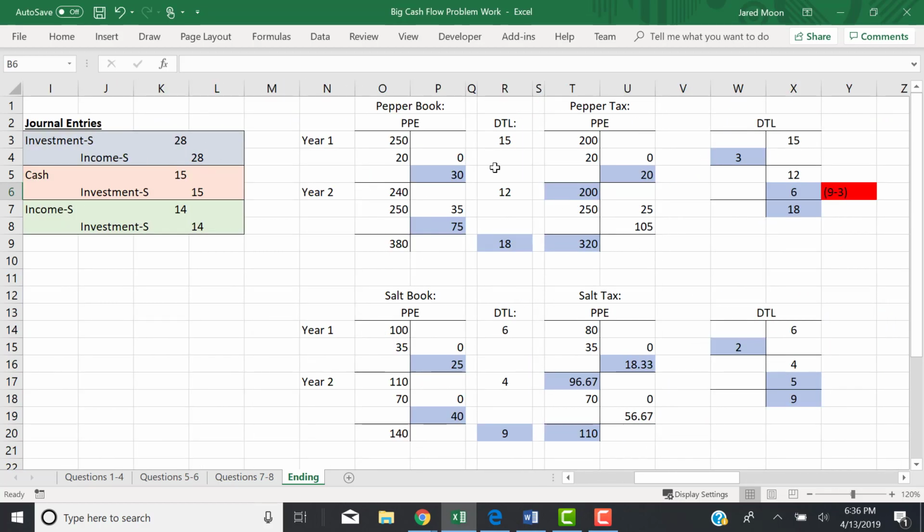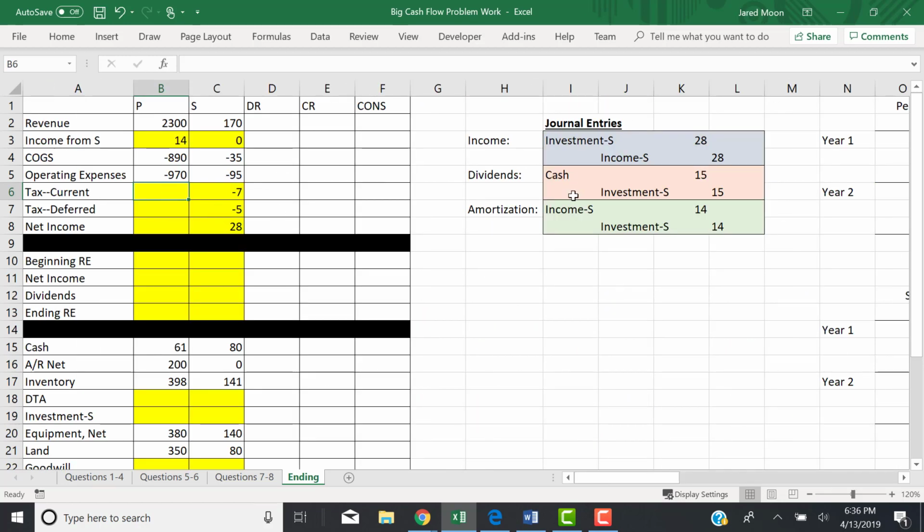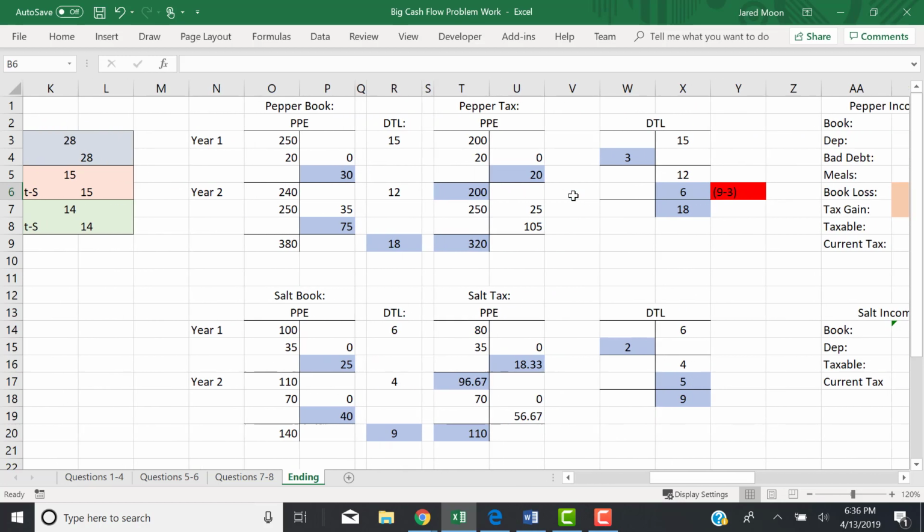Let's figure out the difference in depreciation, because we're going to need that to reconcile the two amounts. Let's start with deferred, and then we'll go into current. Pepper's books, 250, 200. We figured that out at the first part. 20 and 20, we purchased amounts. We purchased equipment. We didn't sell any, so those are 0.